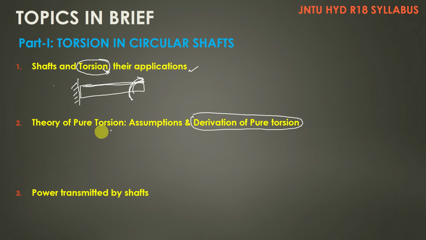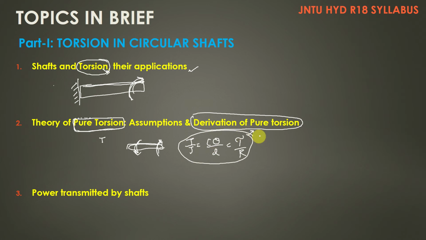So we have the theory of pure torsion assumptions. Pure torsion is nothing but the shaft is subjected to only torsion and no other bending. It is subjected to only pure torque, two equal and opposite rotations. Think of wringing your clothes: how will you squeeze out the water from your clothes? You apply torsion. That is nothing but applying two equal and opposite rotations, right? And here we have to derive the equation T by J is equal to C theta by L is equal to tau by R. That derivation is also there in the video I have mentioned.